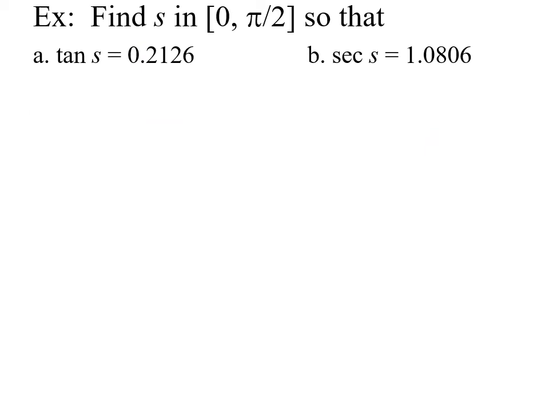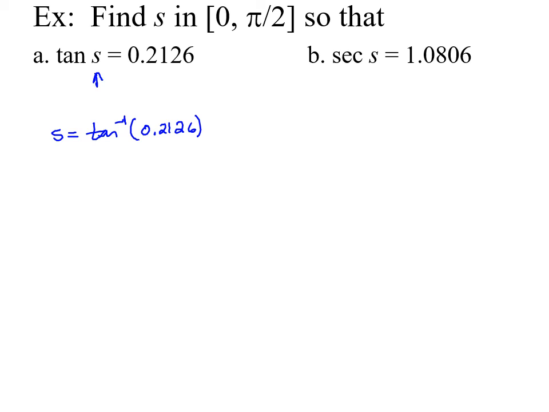Okay, now we're going to go the other way around doing the inverses in radians. So make sure your calculator is still in radian mode. And we're going to find these using the calculator. So tangent s equals 0.2126. Again, we're looking for the angle here. I don't know the angle. So anytime you don't know the angle, you have to do the inverse. And so my angle s would be tangent inverse of 0.2126.